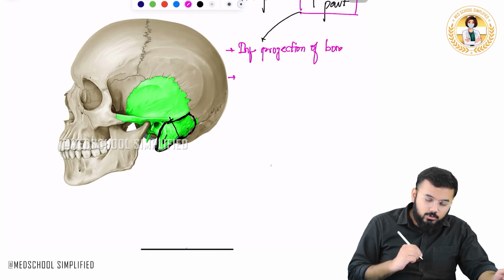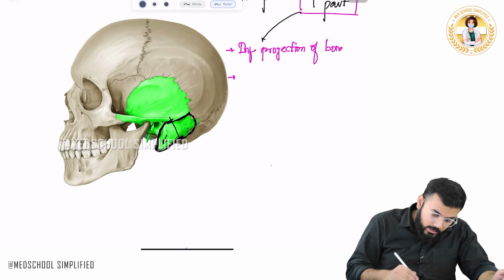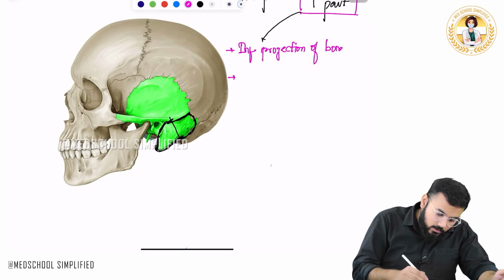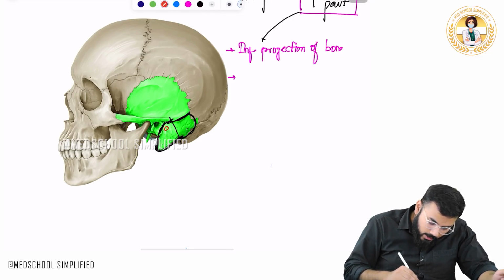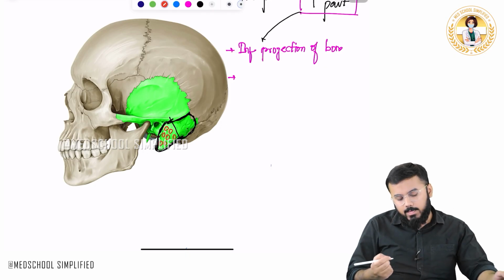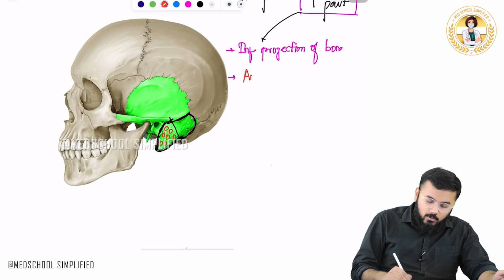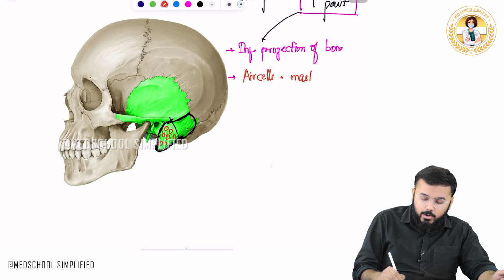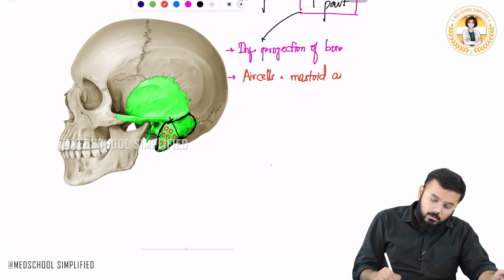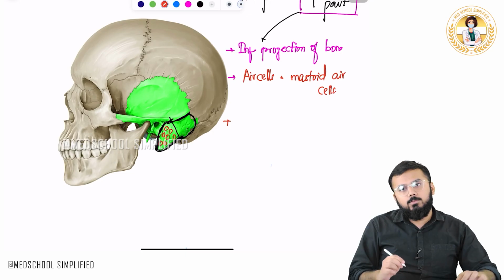Now within this mastoid part, what do you have? If you look here very closely, within this mastoid part you have got some air cells, right? So these air cells are called mastoid air cells. Now what is the use of these mastoid air cells?